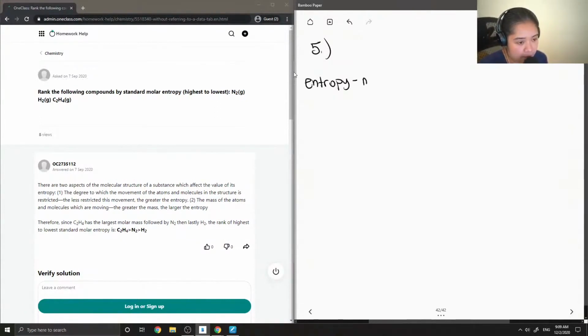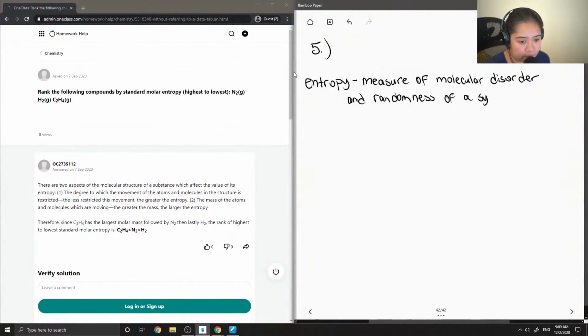So entropy is a measure of molecular disorder and basically just the randomness of a system. So when you have a system that has a very high entropy value, this means that its forward reaction is spontaneous.